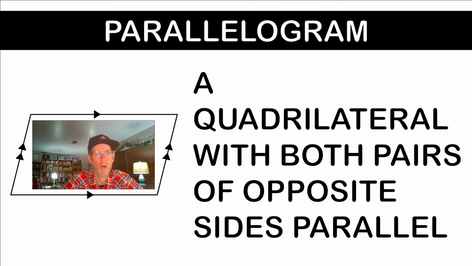Our first quadrilateral is a parallelogram. A parallelogram is a quadrilateral with both pairs of opposite sides parallel. If you look at the diagram, notice that the top has one arrow because it's parallel to the bottom, which also has one arrow. And this side has two arrows, and it's parallel to this side that has two arrows.